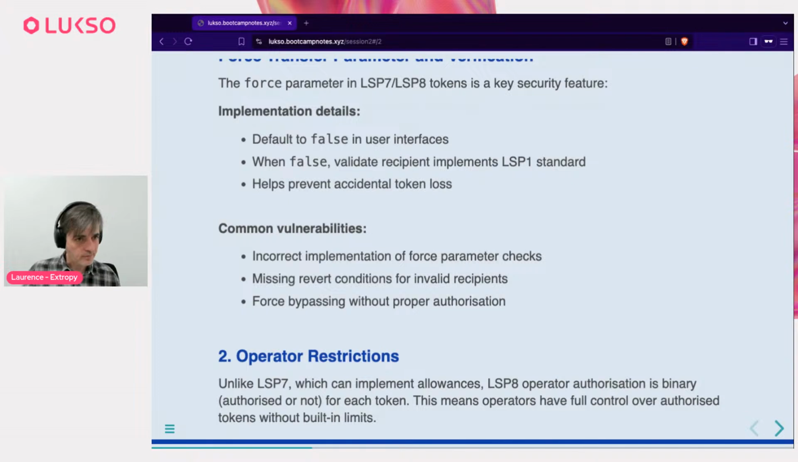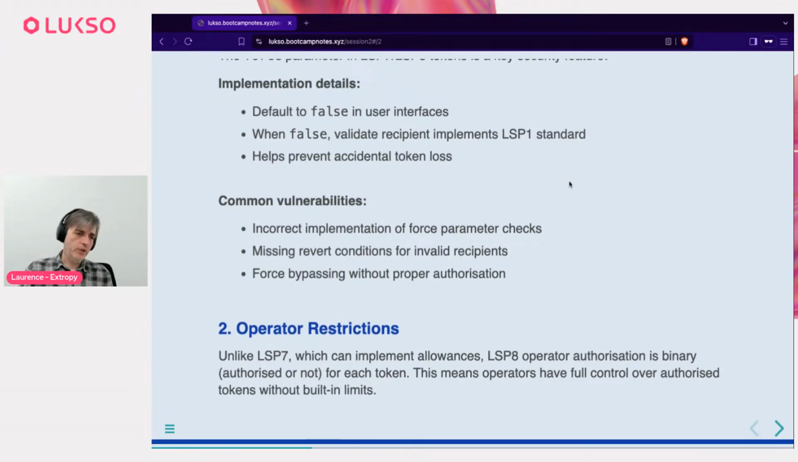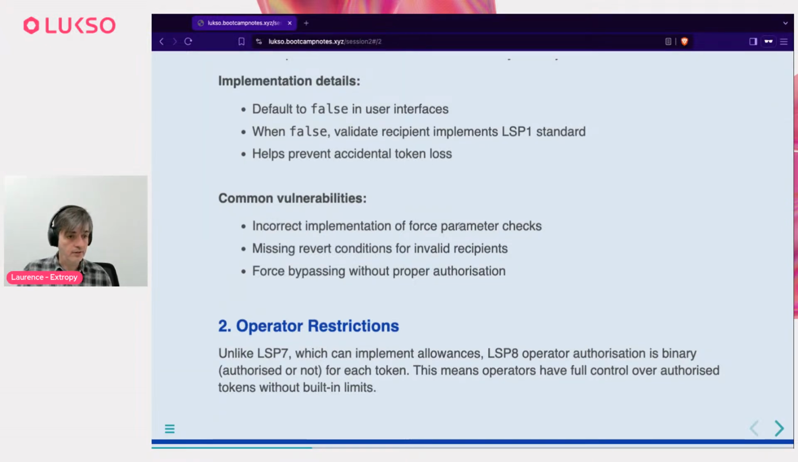And that's what all of this extra functionality around tokens helps to give us. But make sure when you're doing this that you're doing this correctly. So make sure you implement these checks correctly. Make sure that if you do have an invalid recipient, that you are going to revert. You're going to prevent the transfer. And if you're going to try to force this, then there should be proper authorization around that.